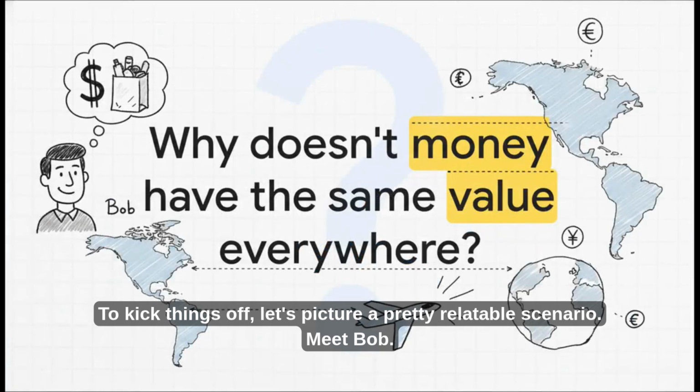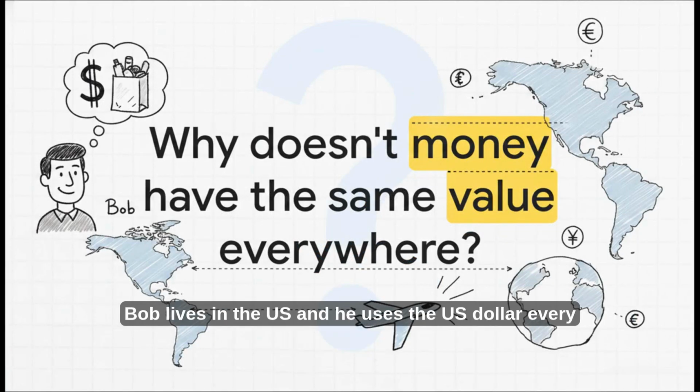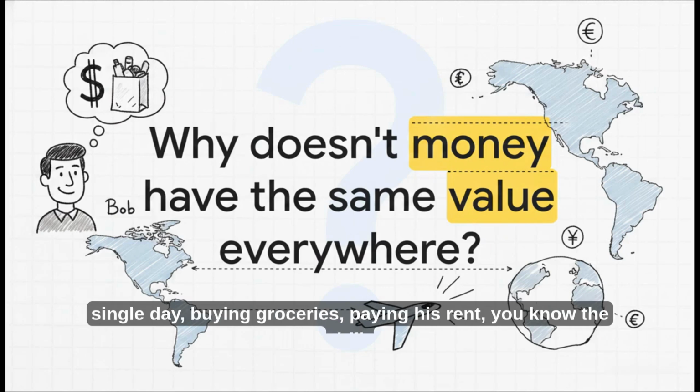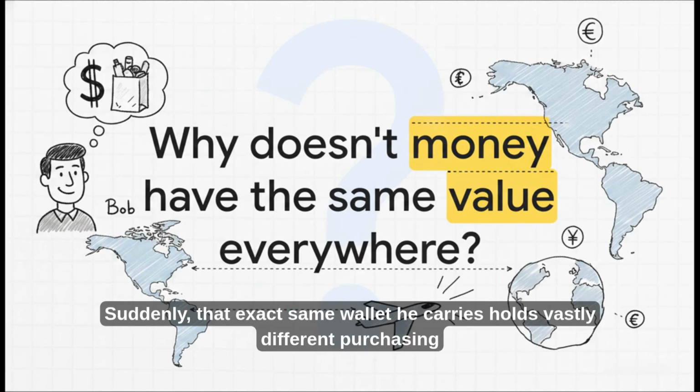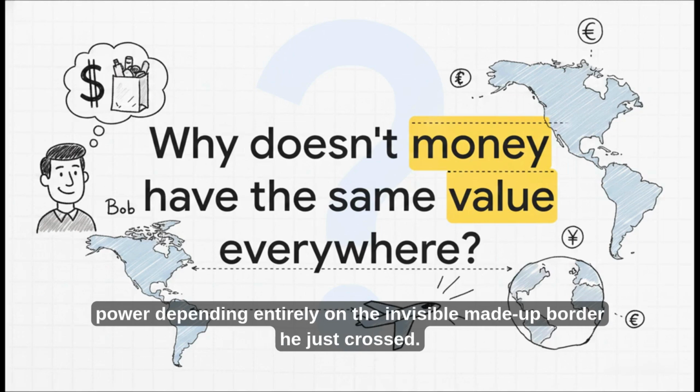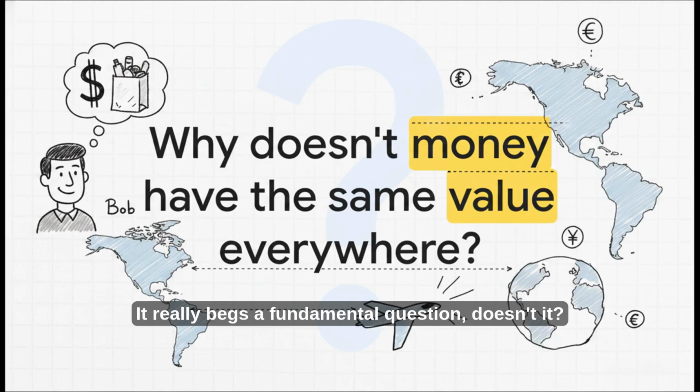To kick things off, let's picture a pretty relatable scenario. Meet Bob. Bob lives in the US, and he uses the US dollar every single day, buying groceries, paying his rent, you know the drill. But then, Bob packs his bags and decides to travel. Suddenly, that exact same wallet he carries holds vastly different purchasing power depending entirely on the invisible made-up border he just crossed. It really begs a fundamental question, doesn't it? Why doesn't money just have the same value everywhere?